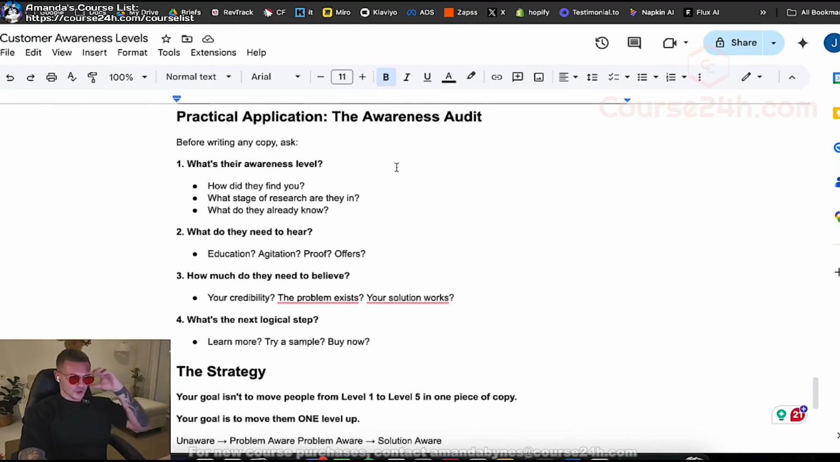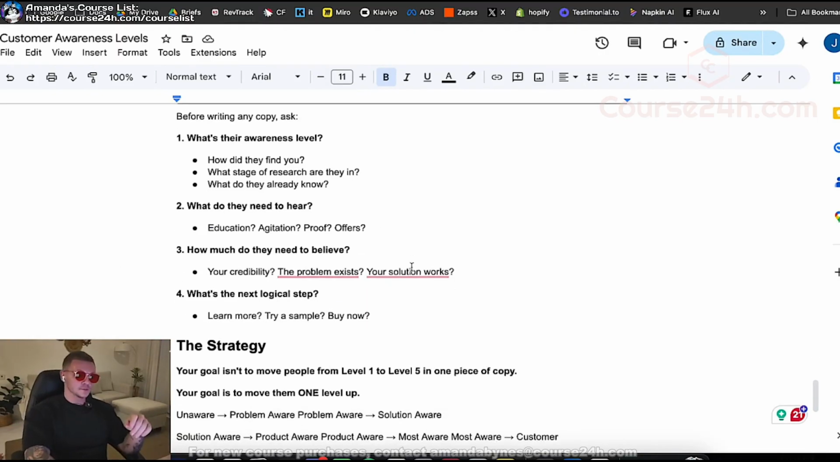So, practical application, the awareness audit. Before you write any copy, you need to ask yourself, who am I writing for and what's their awareness level? So, how did they find us? What stage of research are they in? And what do they already know? What do they need to hear? Education, agitation, proof, or offers? That's all the different awareness levels.